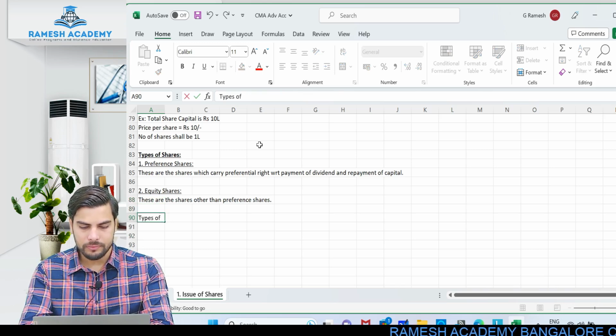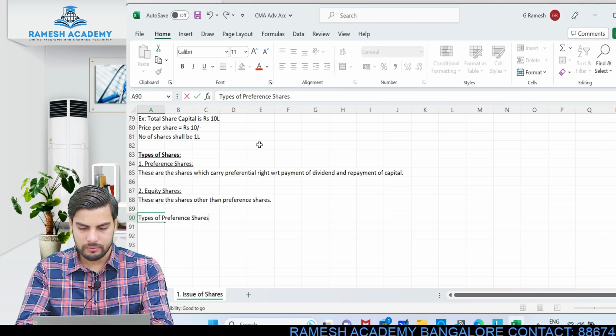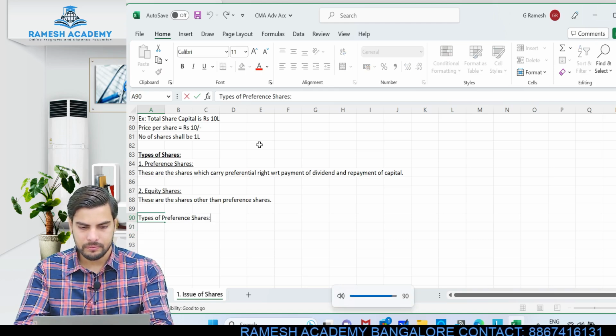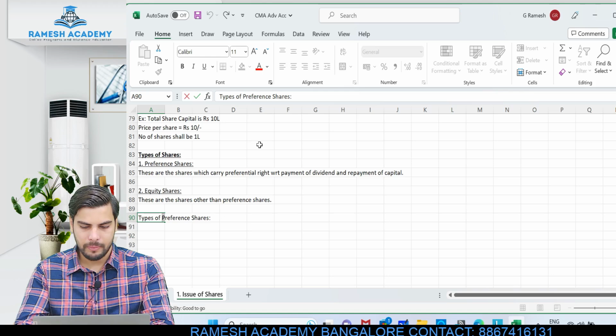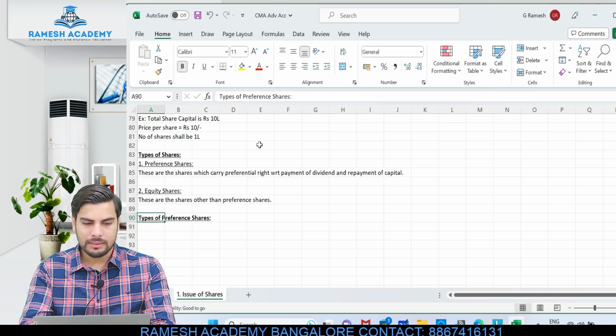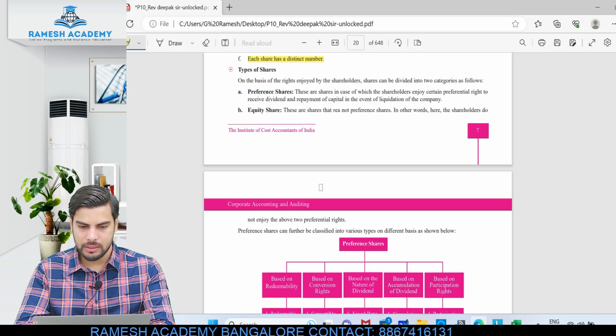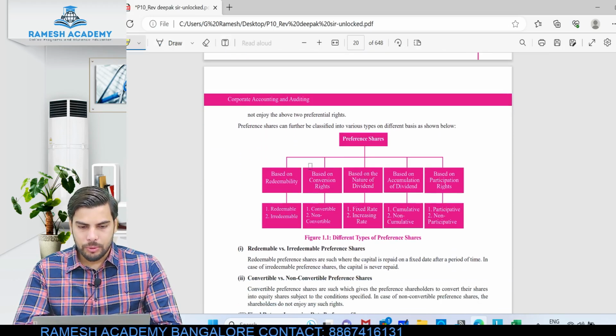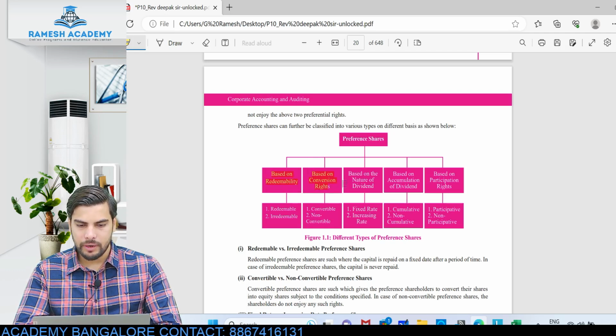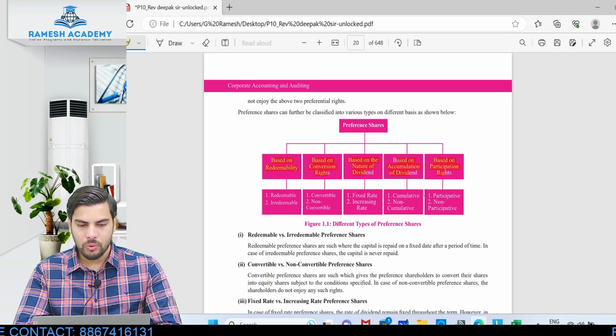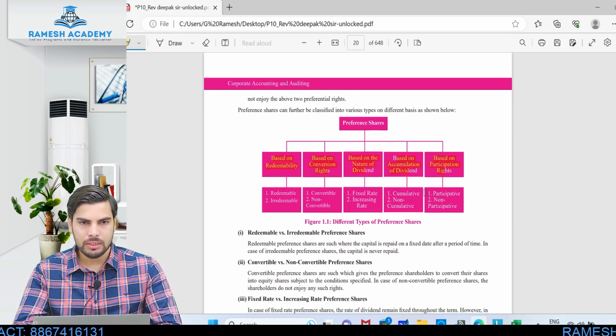Types of preference shares. Now let us understand what exactly are the different types of preference shares. Look at this particular chart. Based on redeemability, based on conversion rate, based on nature of dividend, based on accumulation of dividend, based on participation rate, we've got different classifications. Let me briefly explain the meaning of these, and after that we'll write the same in the notes.